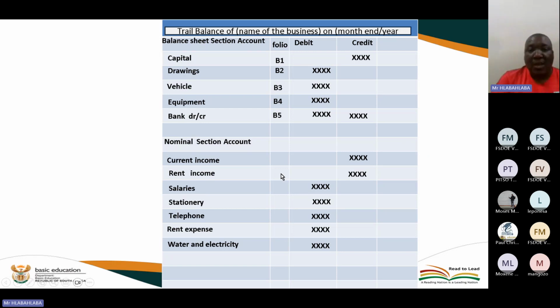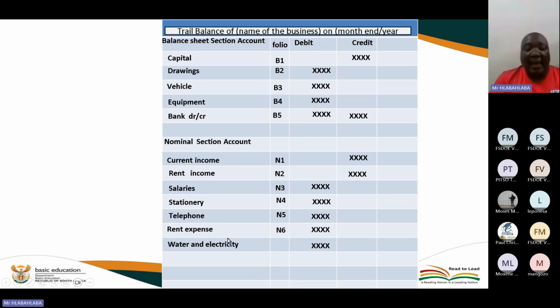Now, what is left here is to indicate under the folio. Because current income started first, we say N1. Rent income followed current income, it will be N2. Salaries, N3, it goes like that. Stationery, number 4, N4. Telephone, because it's number 5, N5. Rent expense, N6, because on the list under the nominal account section it is number 6.